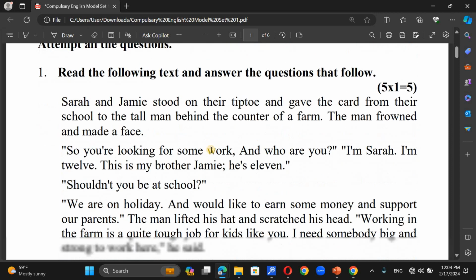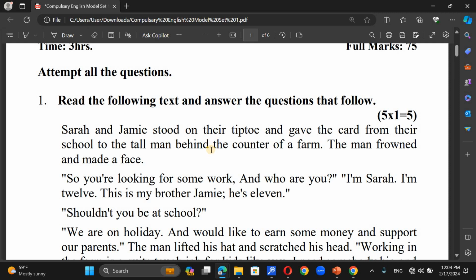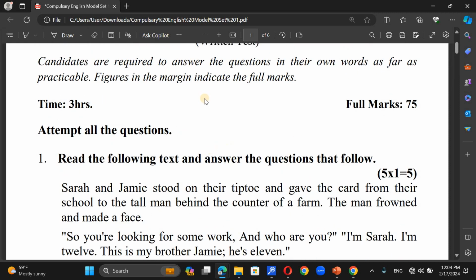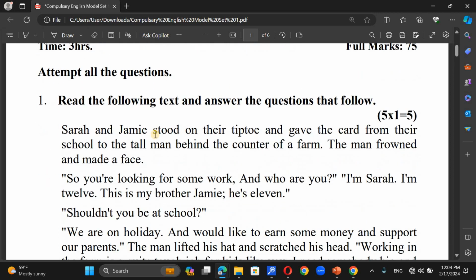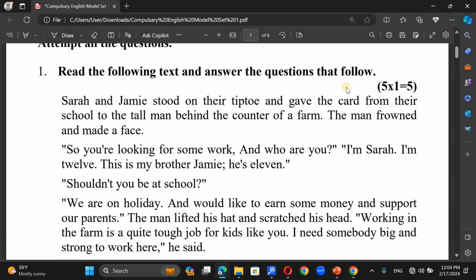Now, dear student, the first one is here. You can see here you will have 3 hours. Yes. So the first passage, read the following text and answer the questions that follow. So it carries 5 marks.